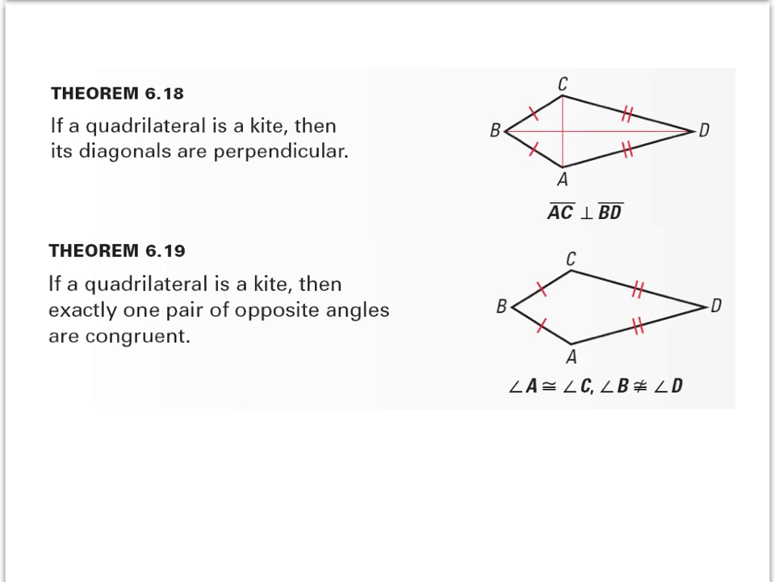We want to go over two theorems for kites. If a quadrilateral is a kite, then its diagonals are perpendicular. So in this example here for theorem 6.18, if this quadrilateral is a kite, this intersection here will be a 90-degree angle. Theorem 6.19 says that if a quadrilateral is a kite, then exactly one pair of opposite angles are congruent. So in this example, C is congruent to A, but B is not congruent to D. Notice I put 2 lines here and 3 lines here.